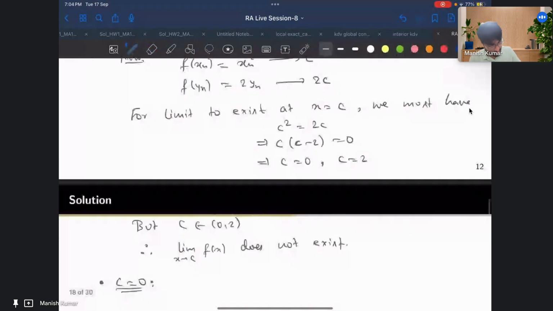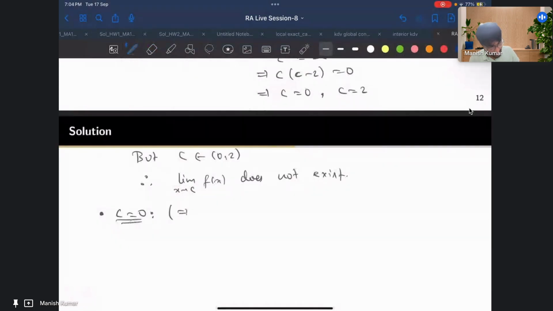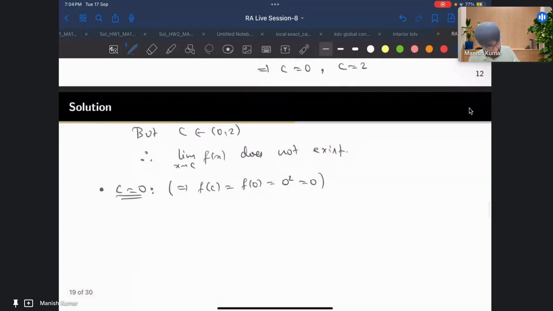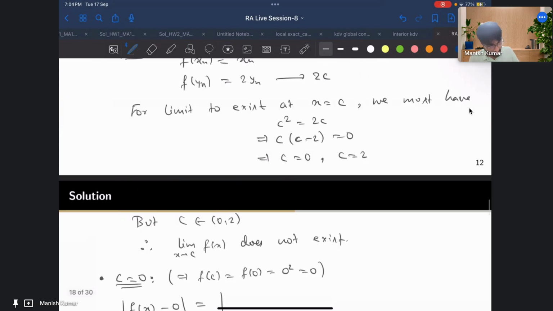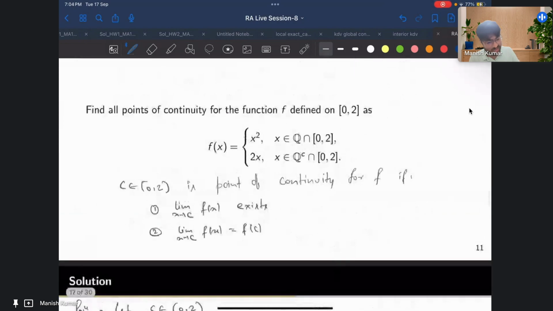So c equal to 0, so this would tell you that f of c is going to be f of 0, which is equal to 0 square, which is 0. Okay, nice. So we have to estimate f of x minus f of 0, and f of 0 is 0. So this is what we have to estimate, right? Now if you see what is f of x, so either it's x square or 2x.